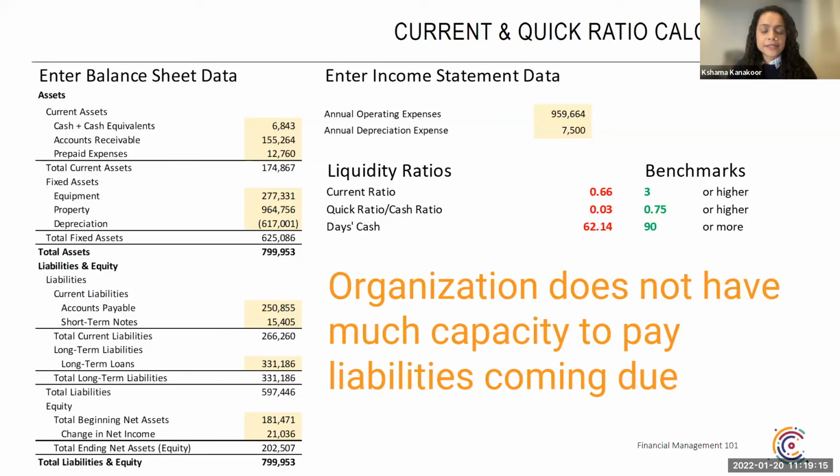So here we have populated the rest of the organization's balance sheet. We see all of the assets, the liabilities, and now after putting in all the information, we see that the current ratio is 0.66 compared to 3, and the quick ratio is 0.03 compared to 0.75. And even without going into much of the calculations, we can tell by looking at the balance sheet that with about $6,843, the organization is not going to go very far in paying off its current liabilities or in meeting its expenses. So next slide, please.